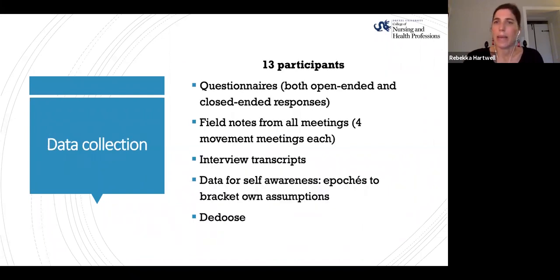So I ended up having 13 participants. They were from the Middle East, from different places in Africa, 3 men, 10 women. And in terms of data collection, I did have a small quantitative component. I'm not going to get into it today, but I gave them a questionnaire in the beginning. And then we met 4 times.